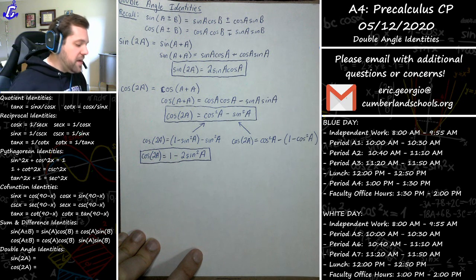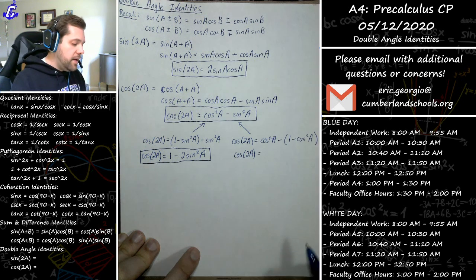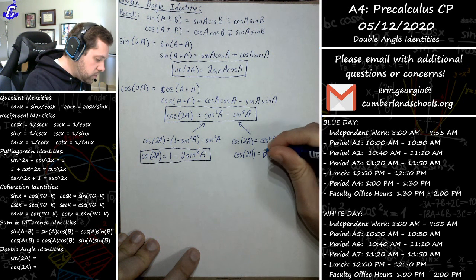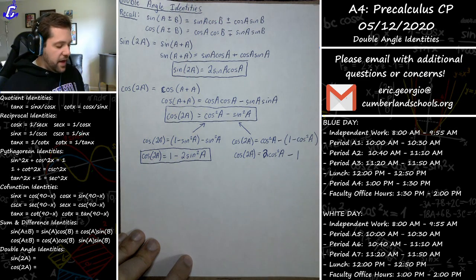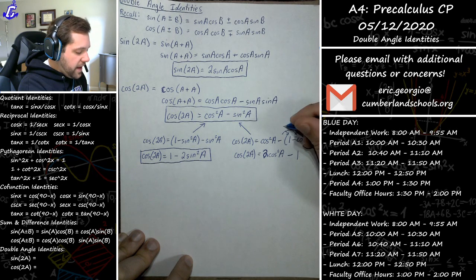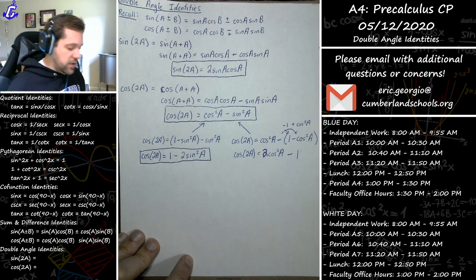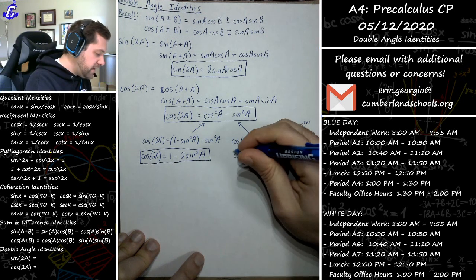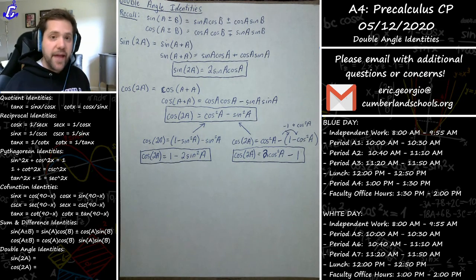Distributing that negative sign and combining like terms, we could say that the cosine of 2a is 2 cosine squared a minus 1. Do you see why that's the case? The negative would distribute. You would get negative 1 plus cosine squared a. You'd have cosine squared a plus cosine squared a makes 2 cosine squared a, and then the minus 1 is just chilling there. Okay? You may also see that written as negative 1 plus 2 cosine squared a. It's the same thing. But that's the third variation of this cosine of 2a formula that we can see.